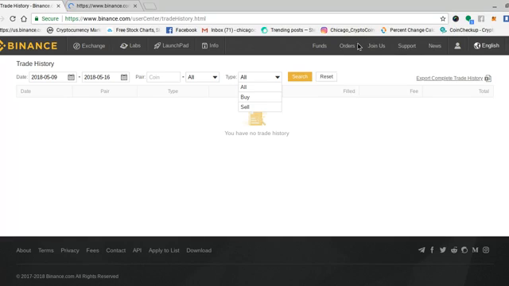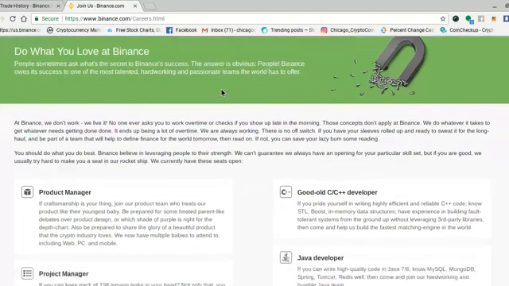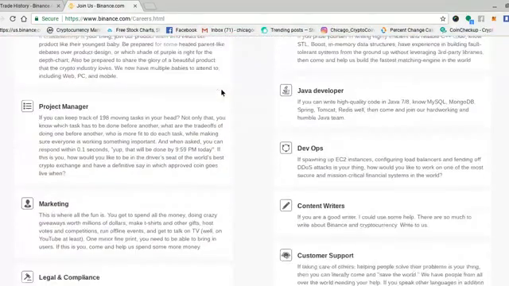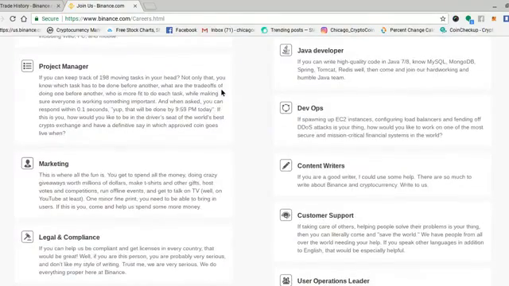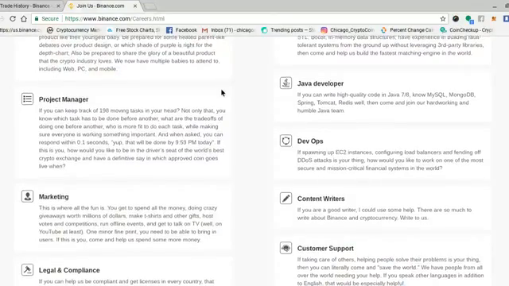Now here you have Join Us. Let me make sure I went through all this. Yep, we went through trade history. Okay. So next on the Join Us tab, this is just for those that may want to be employed by Binance. They are looking for a couple of positions: product manager, project manager, Java developer, marketing, legal and compliance, content writers, customer support.